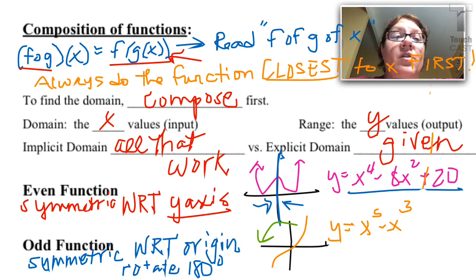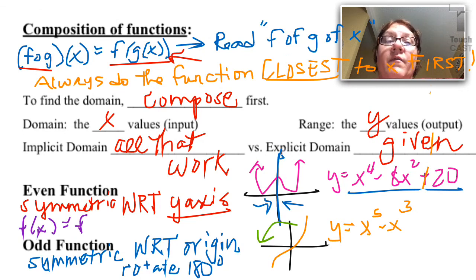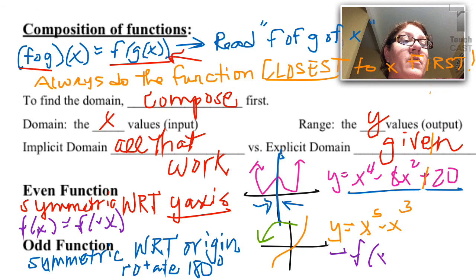Now, definition-wise, if we go back, for an even function, what it means is that f of x is equal to f of negative x, and for the odd, it's that negative f of x is equal to f of negative x.